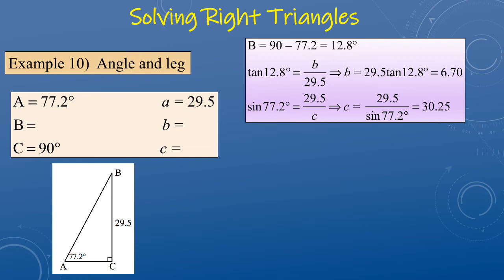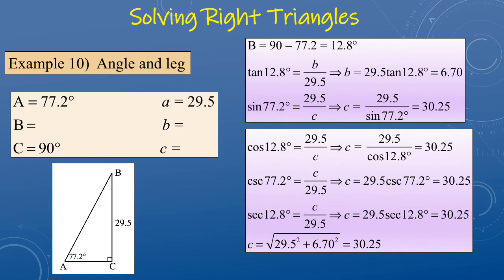Now we need the hypotenuse, c. In this case, I choose to work with angle A because we know the opposite and we want the hypotenuse. Therefore, we set up the sine of 77.2 is 29.5 over c. Now, when we cross multiply, we get c is 29.5 divided by sine of 77.2, and that gives us 30.25.